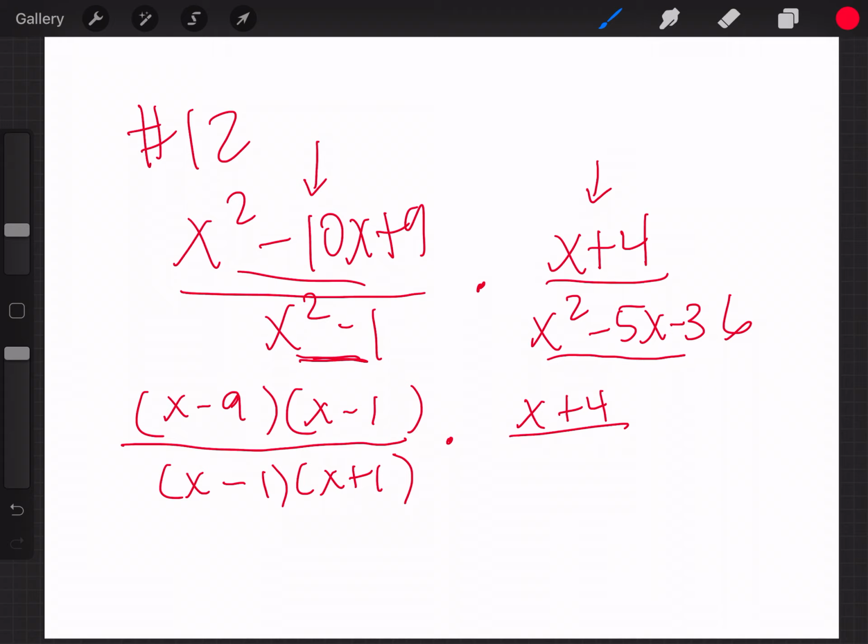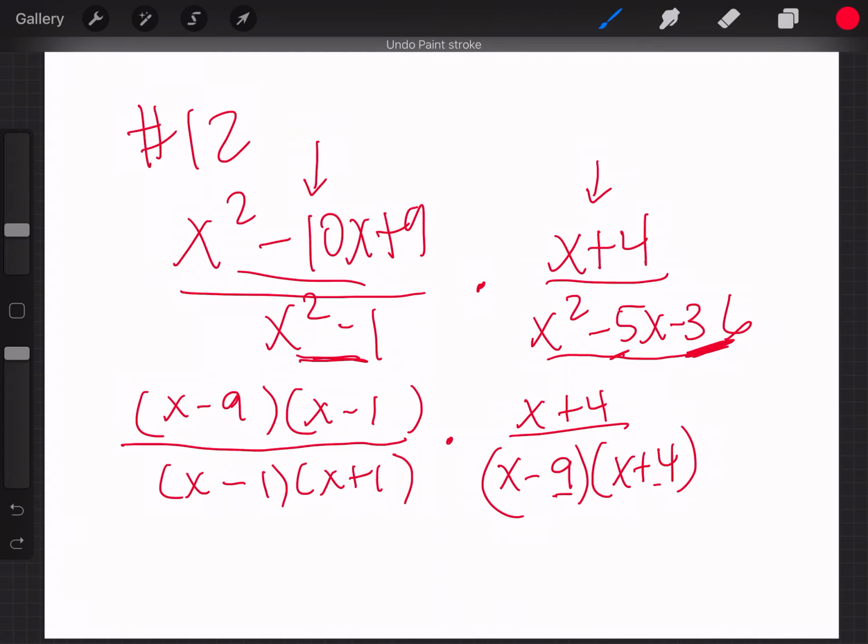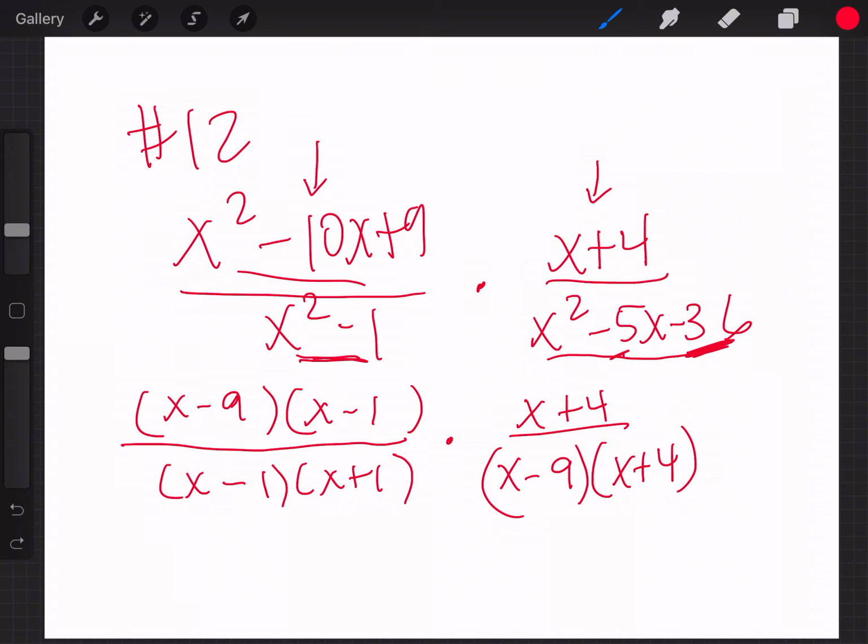This is the trinomial: factors of negative 36 that will give me the negative 5. That would be a 9 and a 4. So that's x minus 9 and x plus 4. Let's check it. That does give me negative 36, and that does combine to give me negative 5. So that is factored. So we're going to mark out our common ones, which is going to be x minus 9, x minus 9, x minus 1, x minus 1, and x plus 4 and x plus 4.